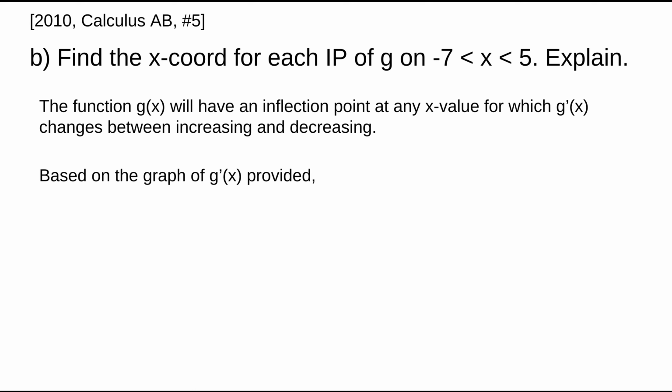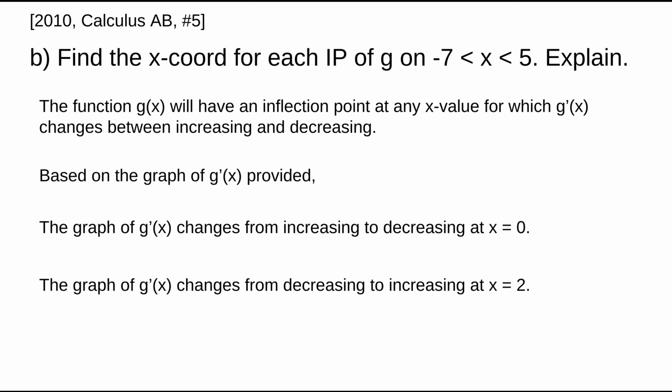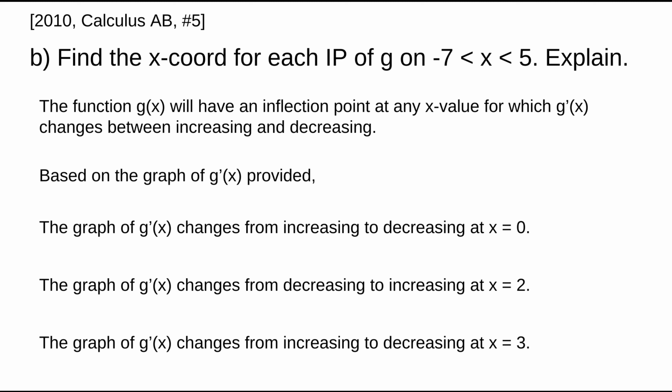So look at the graph of g prime of x that's provided. When does it change between increasing and decreasing? Well, the graph of g prime of x changes from increasing to decreasing at x equals 0. It changes from decreasing to increasing at x equals 2. And it changes from increasing to decreasing at x equals 3. So the x-coordinates for the inflection points are 0, 2, and 3.